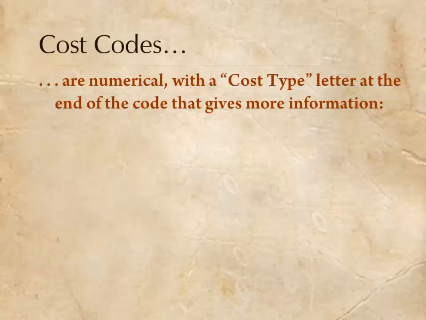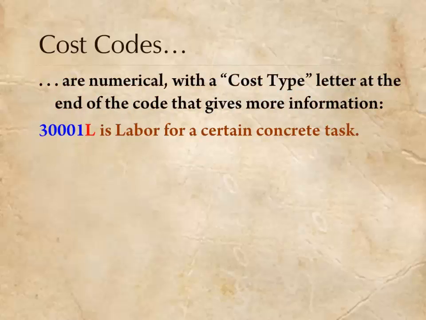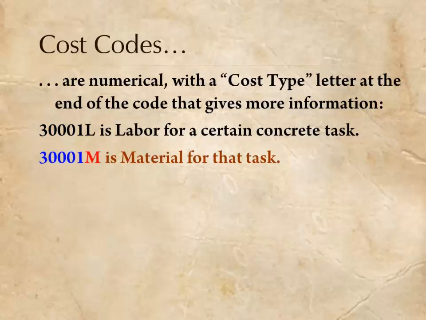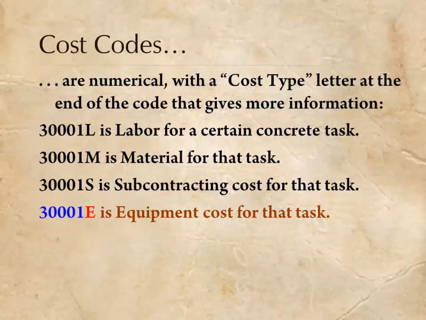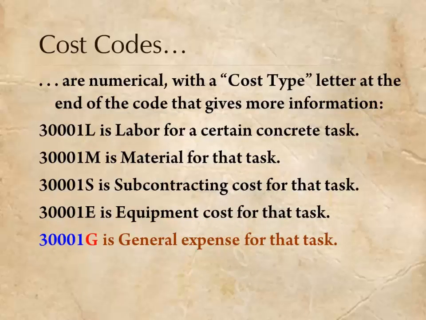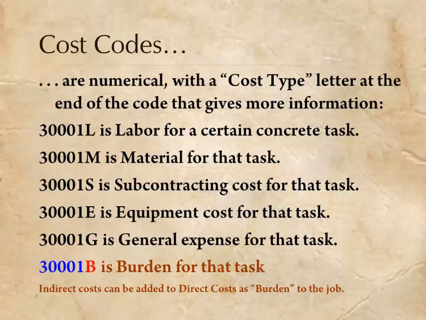For example, we have cost code 30001, which represents a specific task having to do with concrete. Cost code number 30001L represents labor costs for the task. 30001M represents material costs for that same task. Following the pattern, 30001S represents subcontract costs. 30001E represents equipment costs. 30001G represents general costs. And 30001B represents burden costs.